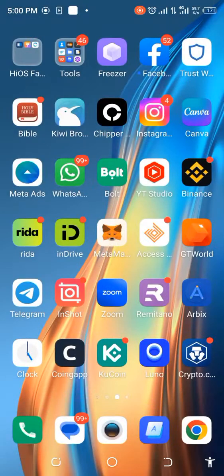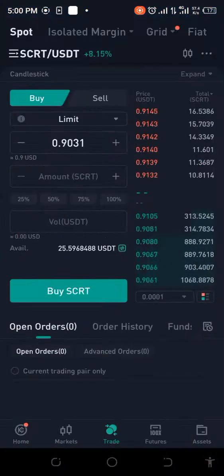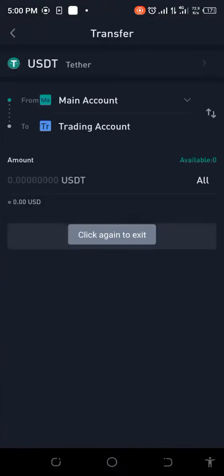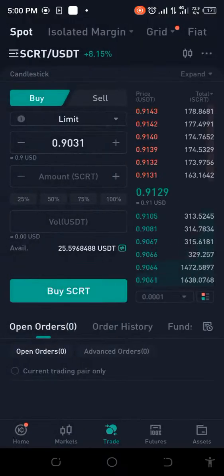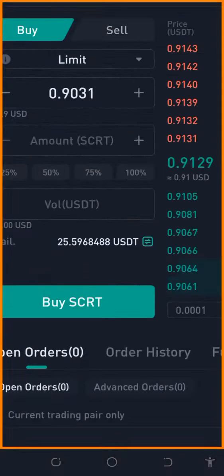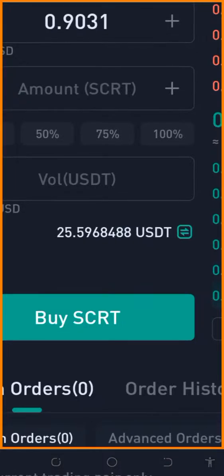Now, what are we getting here? This is always the moment of truth, right? What are we getting here? We're getting 25.59, which is actually a profit.